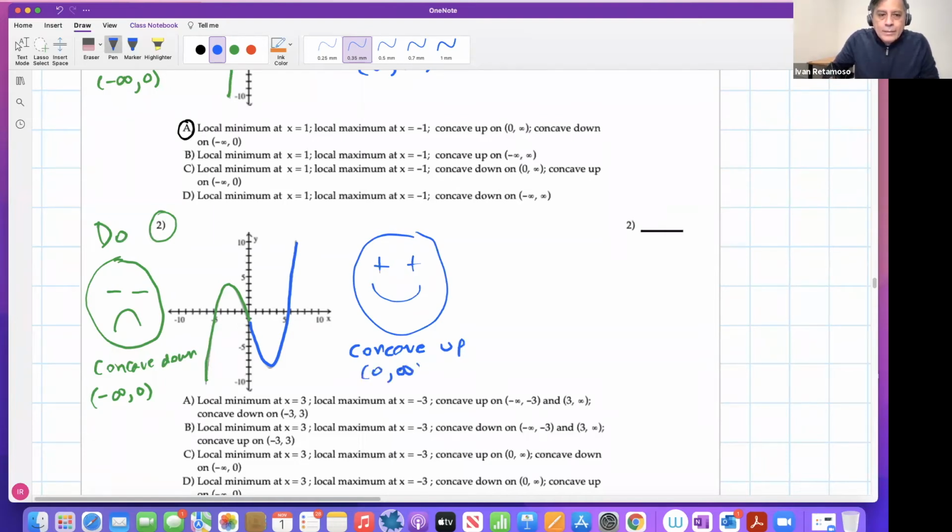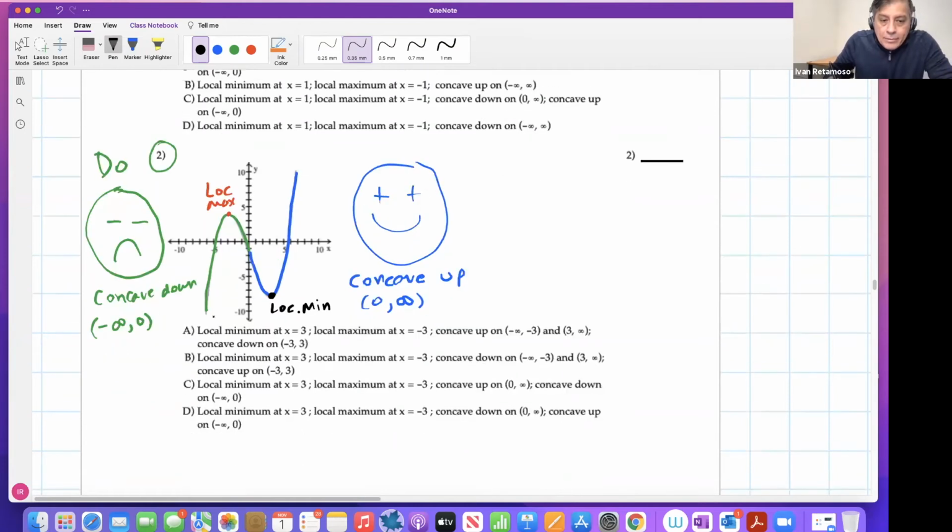Great. But not only that, this point should be a local max, and this point at the bottom should be a local min. Locally, they are the maximum and minimum respectively. So when you look through the choices, this is the one you have to choose: local minimum at x equal 3, which is here.